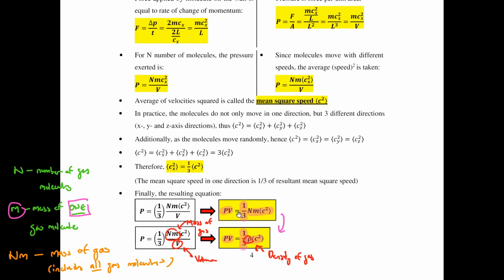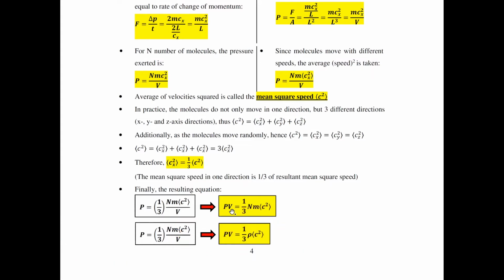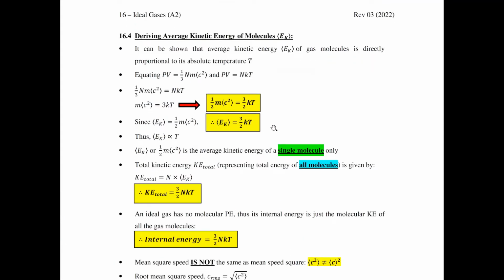All right. Okay, so you have the equation for pressure exerted by an ideal gas inside a containing vessel. Now it's from here that you can derive something else. You can use the equation that you just derived to further derive another equation, which is the average kinetic energy of molecules, specifically the average kinetic energy of your gas molecules. Okay, it can be shown that the average kinetic energy of gas molecules is directly proportional to absolute temperature.